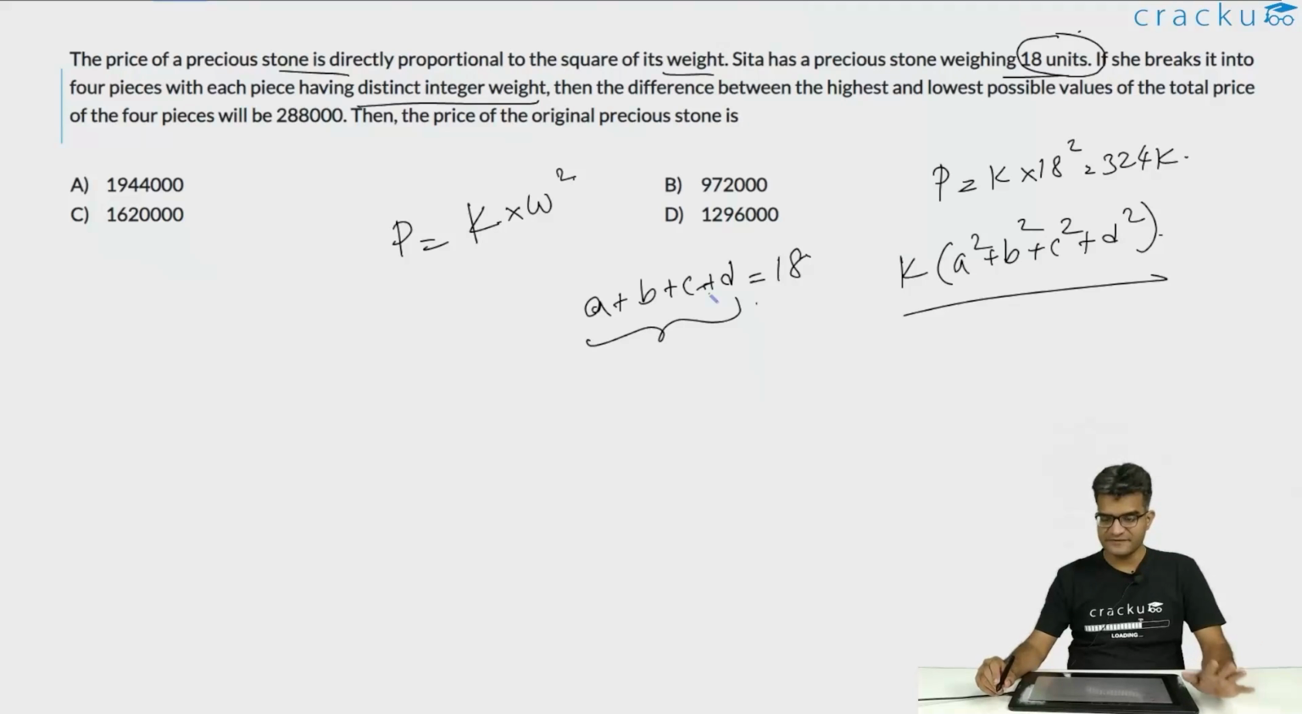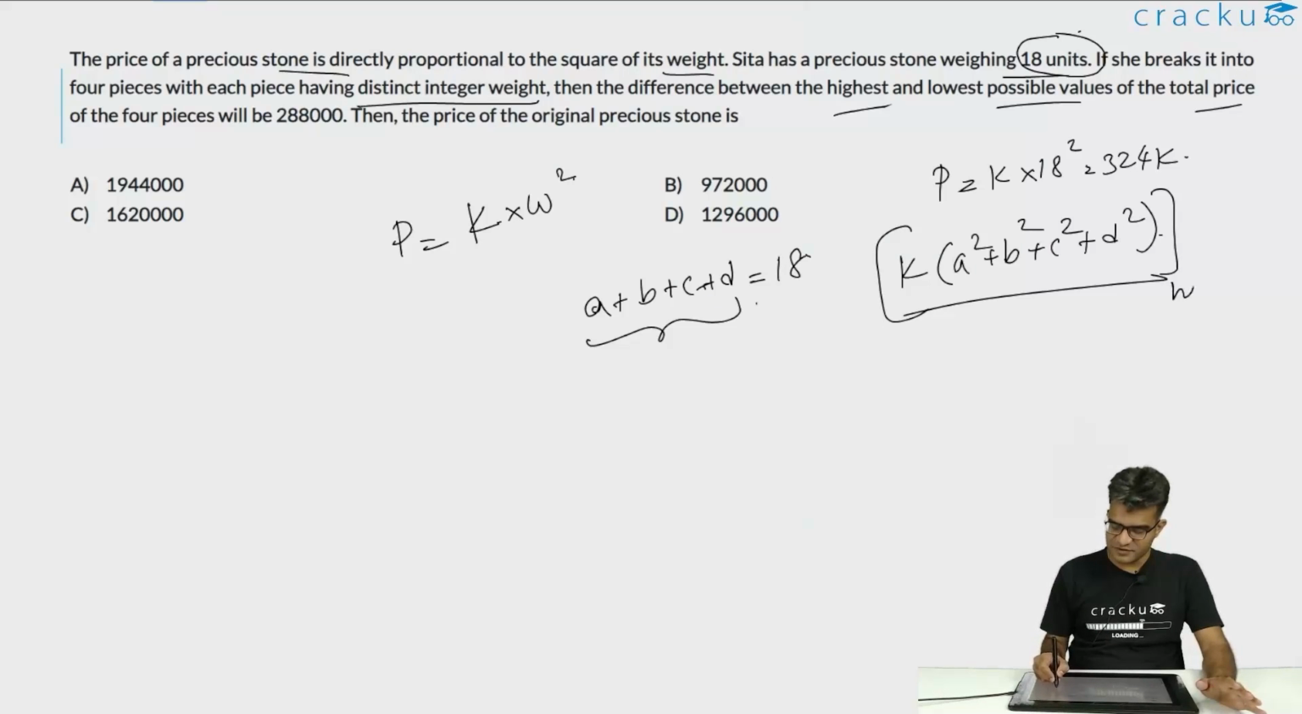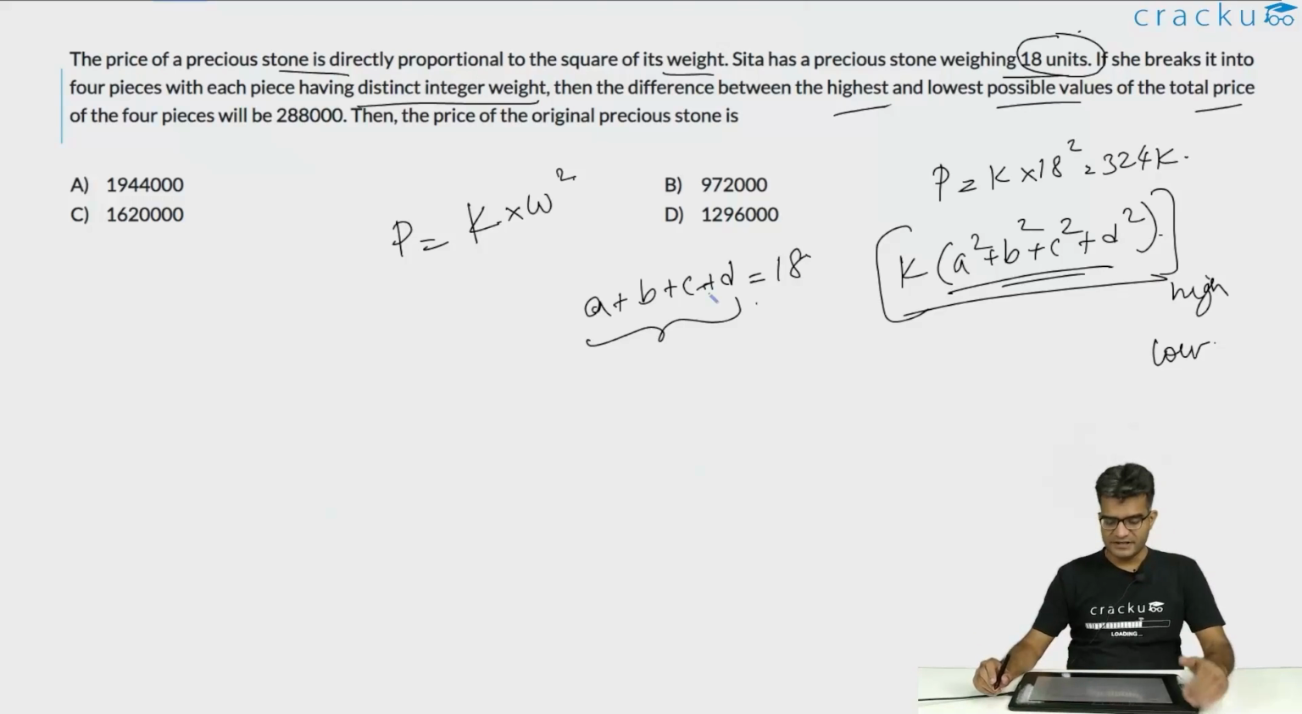We are given the difference between the highest possible and lowest possible value of the total price. That is, we will have to first calculate the highest possible value of this. Then we have to calculate the lowest possible value of it and find the difference between them to get the value of K. What is the highest possible value of A square plus B square plus C square plus D square? The highest possible value will be there when all of them are as far apart from each other as possible. Essentially, the maximum should be as high as possible.